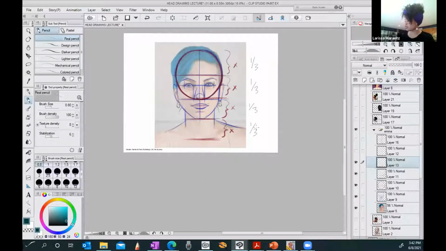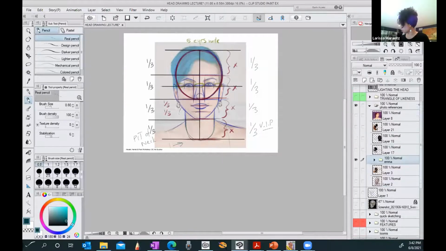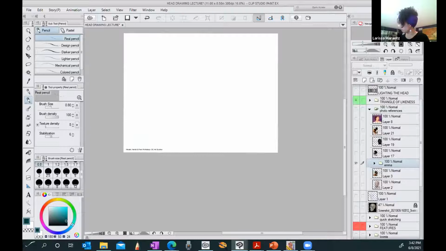So that distance is a very important part of making sure you have the neck and how long that neck is, all right? That gives you the pit of the neck. Then we have the 5 eyes wide and the 1/3, 1/3, 1/3 division down there. Okay, so let's keep going. I want to make sure I get everything in here today.